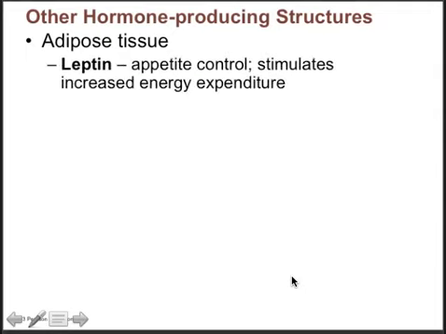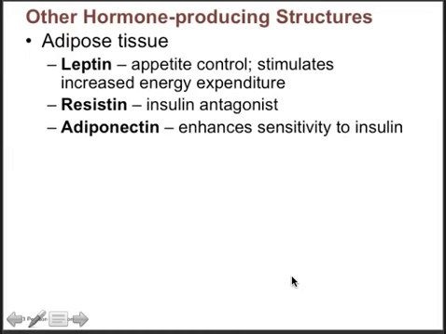Leptin is thought to control appetite, and it stimulates an increased expenditure of energy. Resistin is an insulin antagonist, so it acts to counter the effects of glucose uptake and glycogen and fat storage. Adiponectin enhances the sensitivity to insulin.